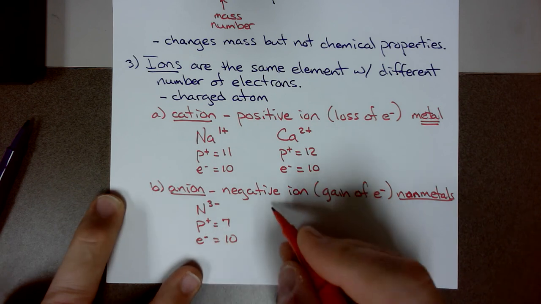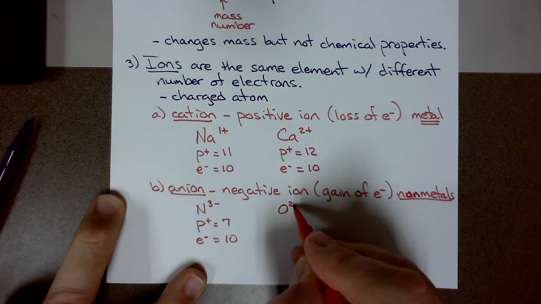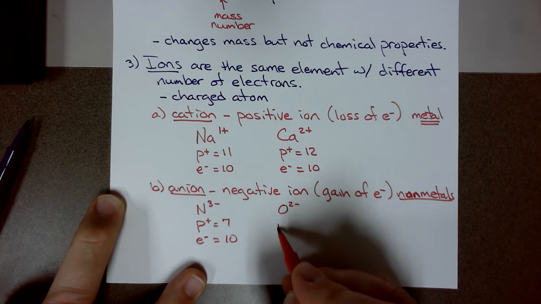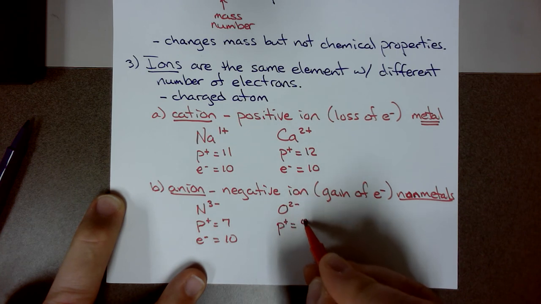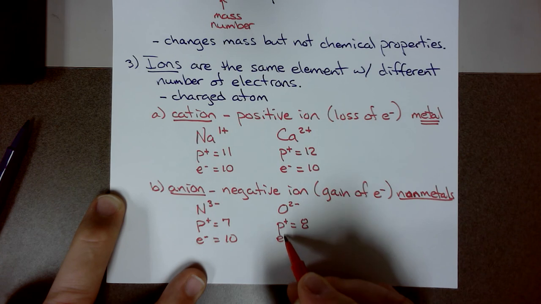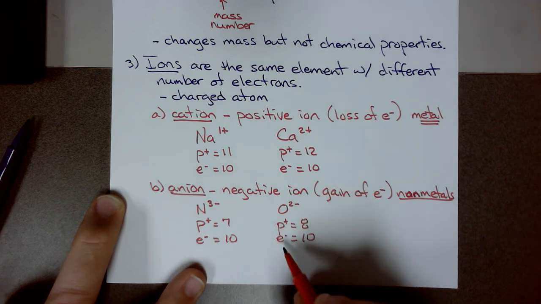Or maybe if I have oxygen 2 minus. Oxygen has 8 protons, and in this case it'll have 10 electrons. It has 2 extra electrons.